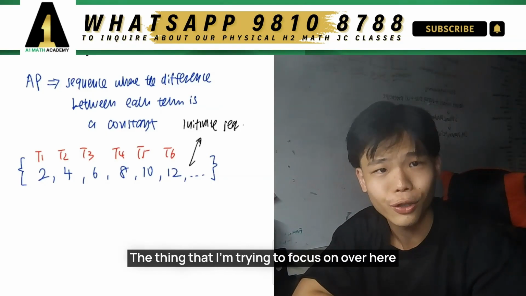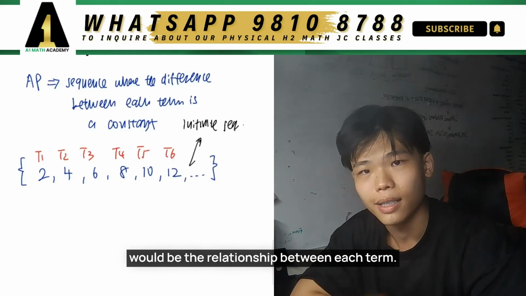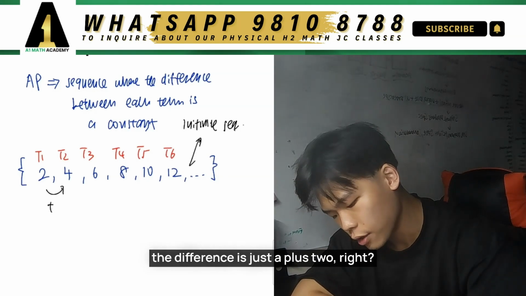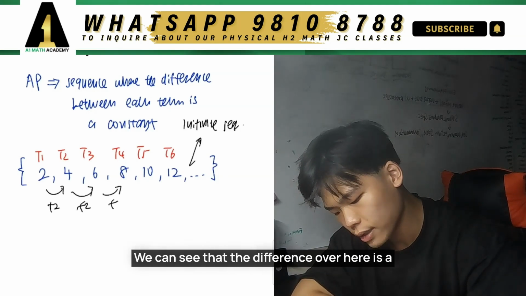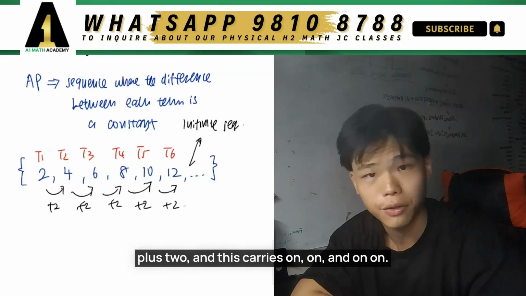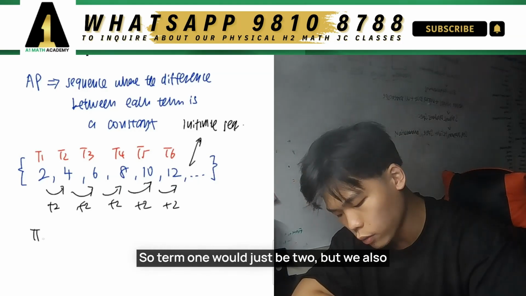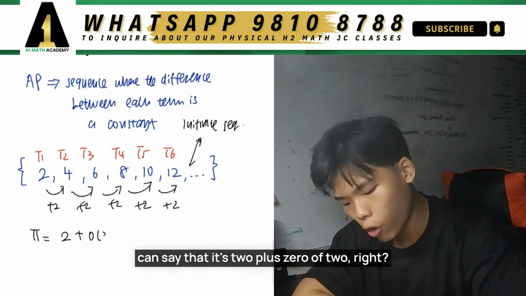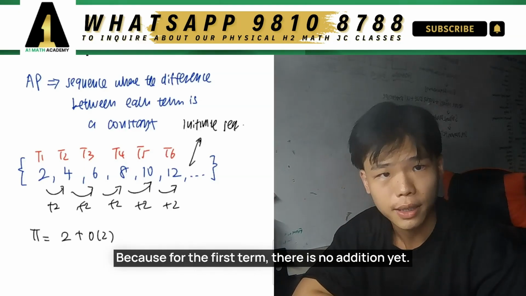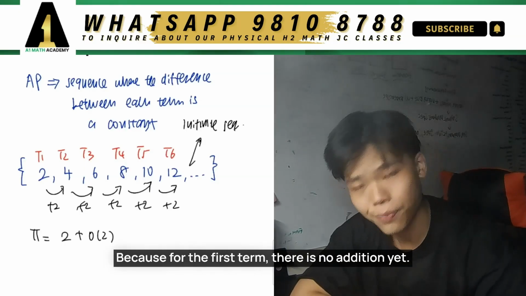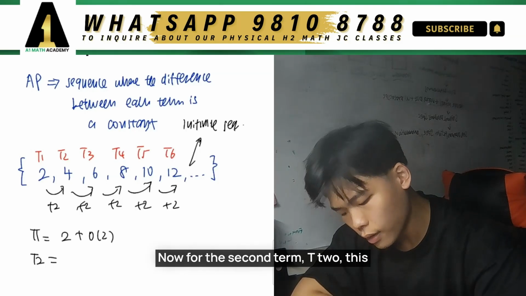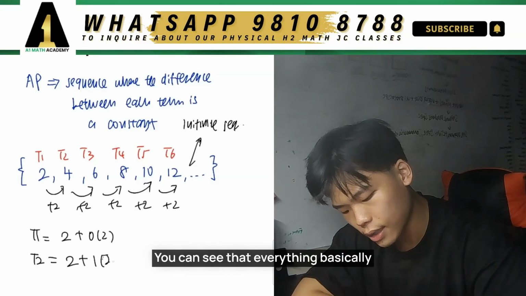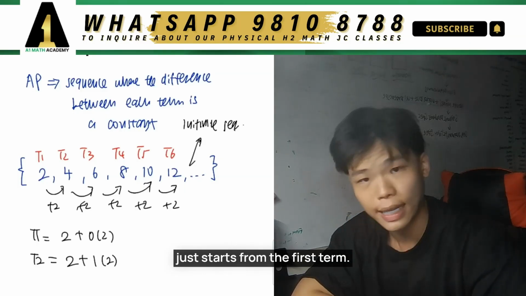The thing that I'm trying to focus on here is the relationship between each term. We can see that between each term, the difference is just a plus 2, and this carries on and on. Term 1 would just be 2, but we can also say that it's 2 plus 0 times 2, because for the first term, there is no addition yet. Now for the second term, T2, this would be 2 plus 1 time 2. You can see that everything basically starts from the first term.